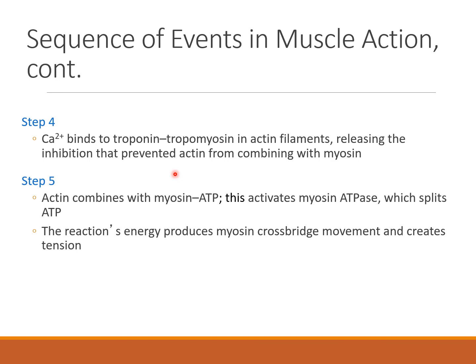Calcium attaches to those calcium binding sites, but the troponin-tropomyosin complex gets moved out of the way so that, step 5, the actin can combine with the myosin ATP, which activates myosin ATPase, which splits ATP. So now the myosin can attach to the actin and the ATP can break down. This reaction's energy produces myosin cross-bridge movement and creates tension. So now you have this energy that gets released and these two pieces are connected together, the actin and the myosin, which causes muscle shortening.